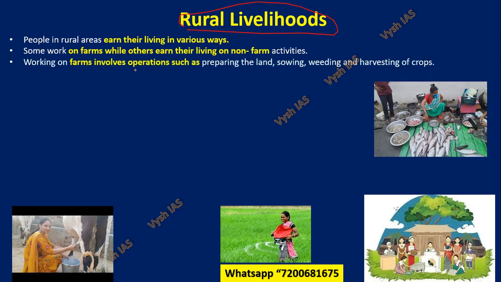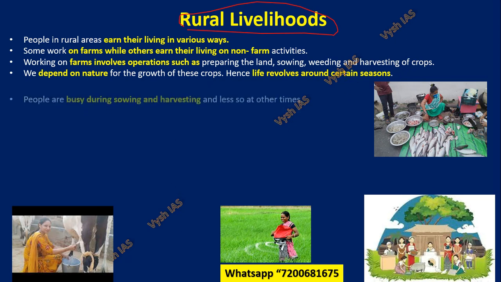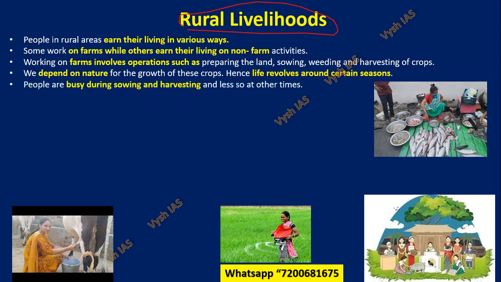Farm work involves what? It will be preparing the land, sowing, weeding, harvesting of crops, then selling the crops. There is a big process involved and they depend on nature for the growth of the crops. Life revolves around certain seasons. If the season or the rainfall is not supportive, they will not be able to do the farming to the efficiency which they expect.